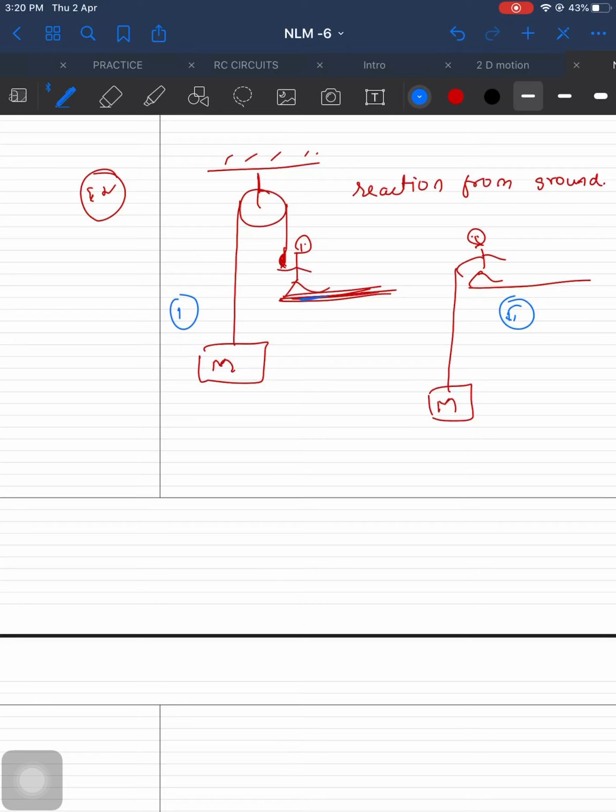Now is the man moving? No, the man is not moving, but the force is applied on it. Let's consider the mass of the man as Mm. Now let's solve this with individual free body diagrams. Both the bodies move with the same acceleration upwards. For the block, T minus Mg is equal to Ma, so T is equal to Ma plus Mg, or M into (a plus g).